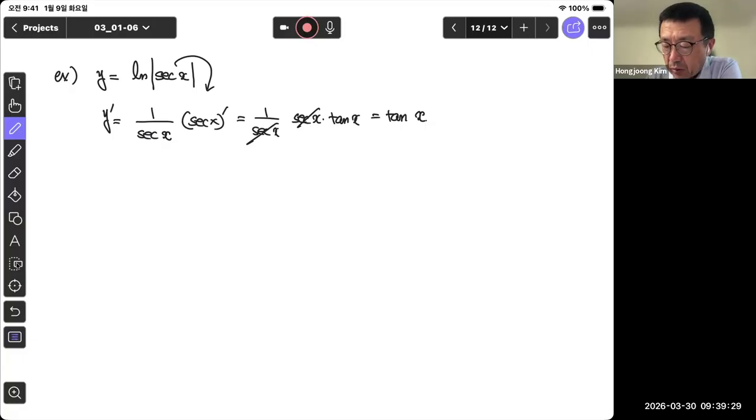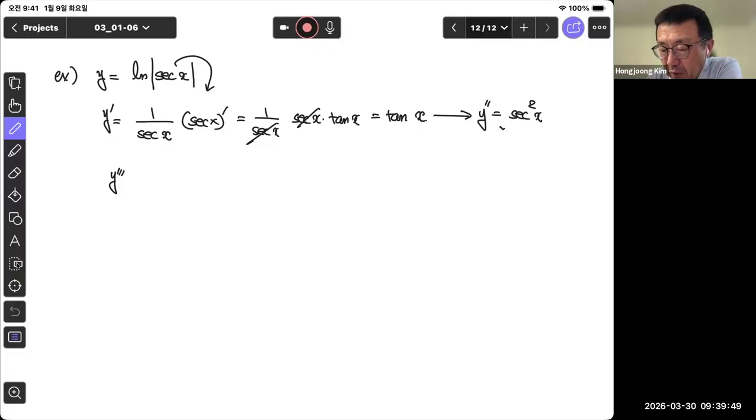If you want, you may differentiate one more time. Say y double prime will be definitely secant x squared, right? So in this way, you can differentiate the function. What is the third derivative?